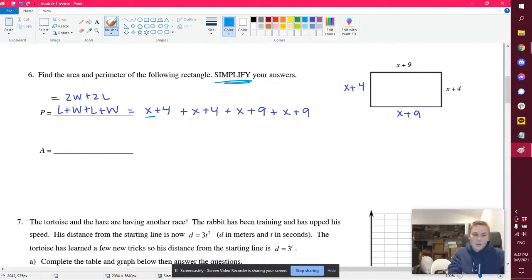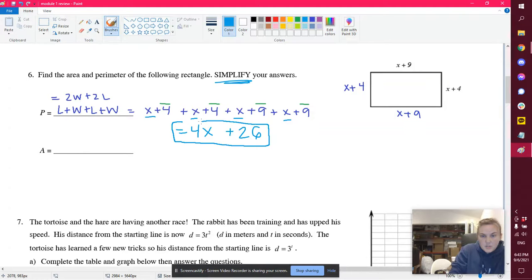This is when we say, okay, there's 4 x's, and they're being added. So that's 4x. And there's a 4 plus a 4 plus a 9 plus a 9. 9 plus 9 is 18, plus 8 is 26. So 4x plus 26 is the perimeter of this rectangle. We can't simplify anymore because these aren't like terms.